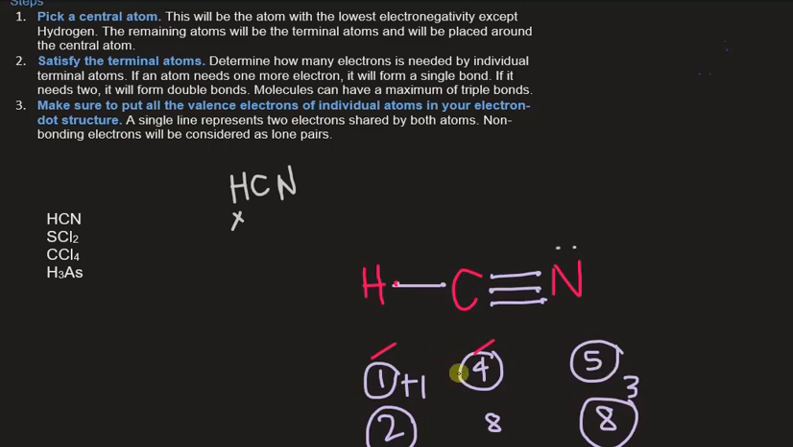If we check, all atoms are actually stable. Hydrogen wants 2, so we have 1, 2, which is stable. Carbon wants 8: 1, 2, 3, 4, 5, 6, 7, 8. Also stable. And nitrogen: 1, 2, 3, 4, 5, 6, 7, 8. So this is the final electron dot structure for HCN. The next molecule will be SCl2. You can try this one and pause this video.